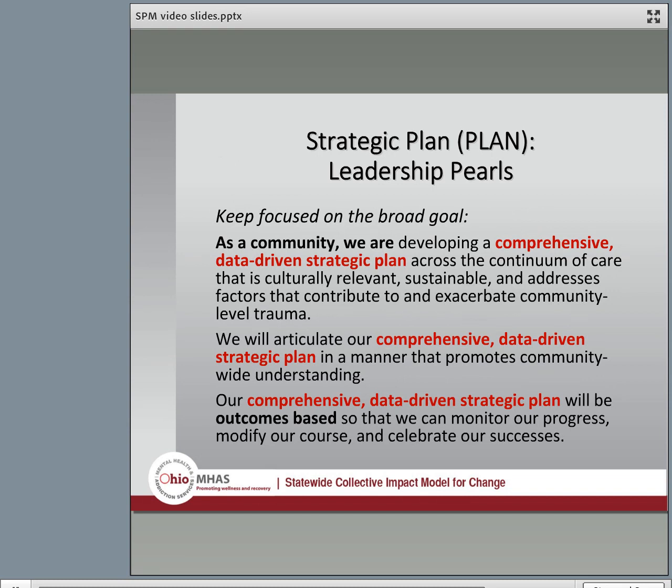Keep in mind that while this sounds like a lot of forms, we're developing a comprehensive, data-driven strategic plan across the continuum of care, addressing each aspect of prevention, treatment, recovery, and Big, Hairy, Audacious goals that are culturally relevant, sustainable, and address factors that contribute to and exacerbate community-level trauma. We need the strategic plan maps and strategy proposal forms in order to articulate the comprehensive, data-driven strategic plans. This plan was outcome-based, and that's why we need to show on each of the strategic plan maps what the outcomes will be.